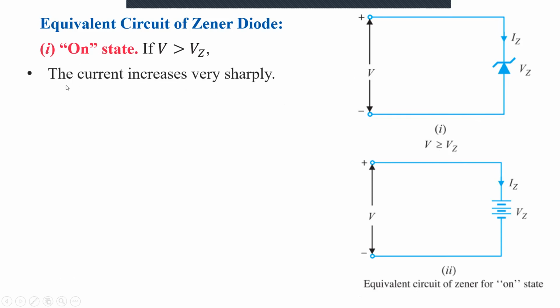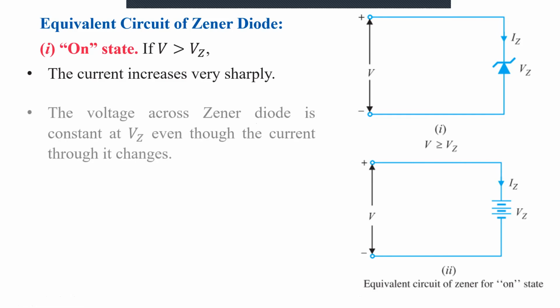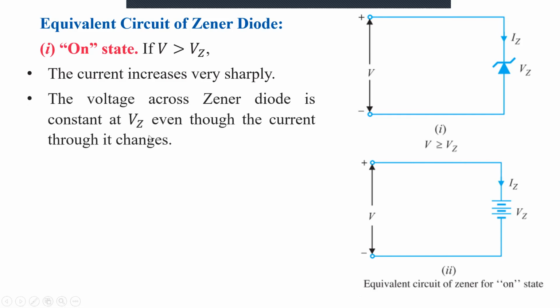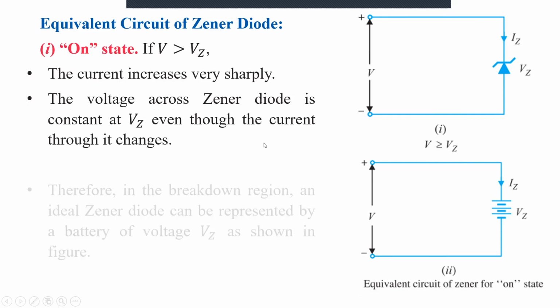In this state, the current increases very sharply when it is reverse biased and the applied voltage is greater than Vz. The voltage across the Zener diode is constant at Vz, even though the current through it changes. Even though the current increases, the voltage across the Zener diode remains constant at Vz because there is no change in the voltage of the Zener diode.